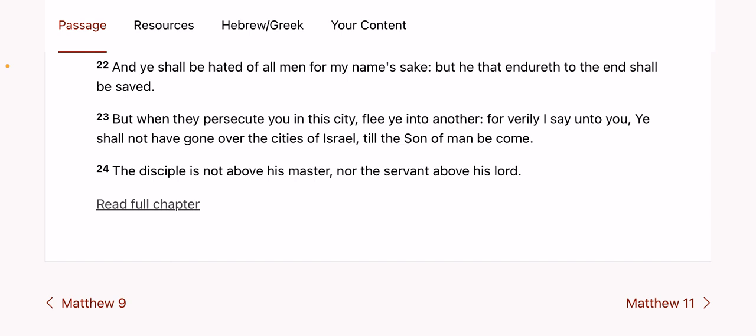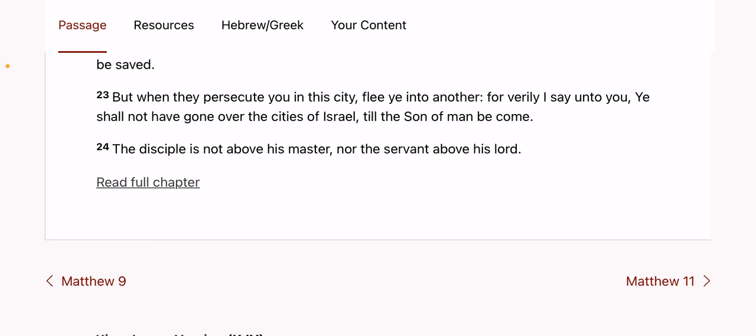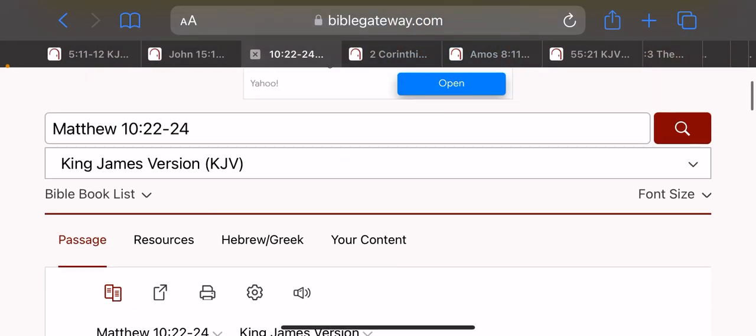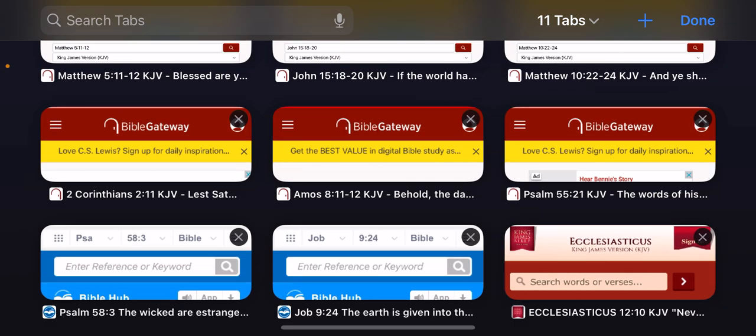Verse 23, "But when they persecute you in this city, flee ye into another. For verily I say unto you, ye shall not have gone over the cities of Israel till the Son of Man be come. The disciple is not above his master," as we read earlier also. The servant is not greater than the Lord. The servant, or the disciple, is not above his master, nor the servant above his Lord. There you go. Now, we had a few more scriptures, and we shut down from there. Not going to be a long lesson.